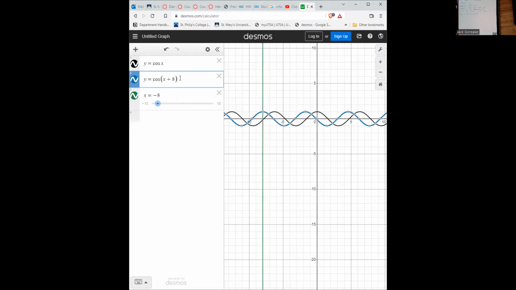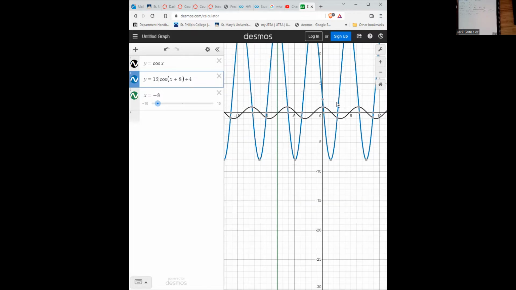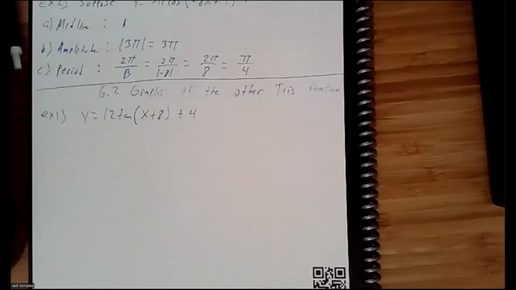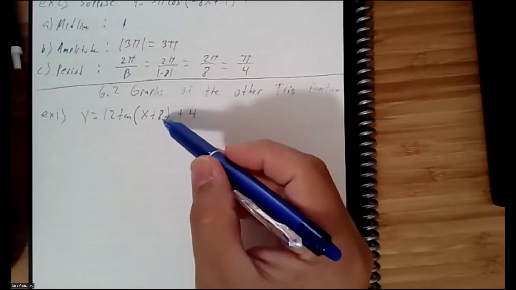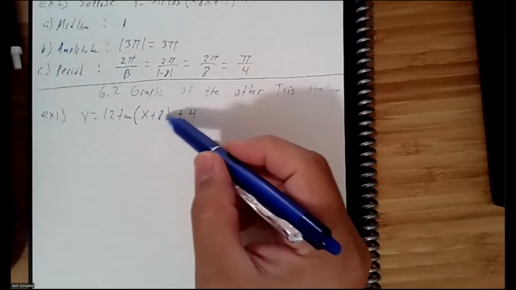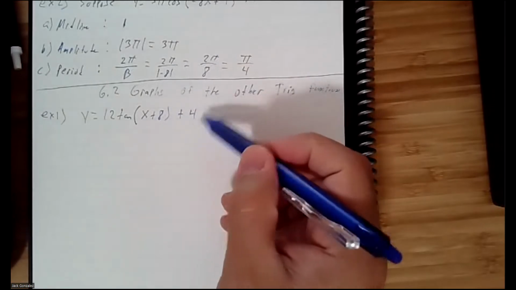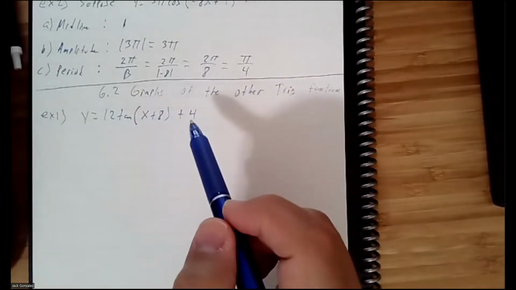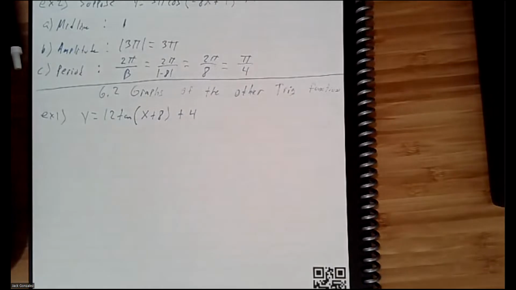Now, if you do a plus 4 out here, it shifts upward 4. If you put a 12 in front, we said that scales it by 12. So in this question, that's what's going to happen to the tangent here. So they wanted something that would shift to the left, so +8. Something that shifted upward 4, so +4. And it's scaled by 12, times 12. So that's all you got to do.